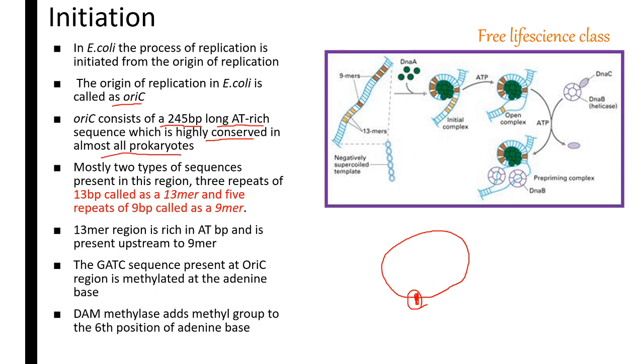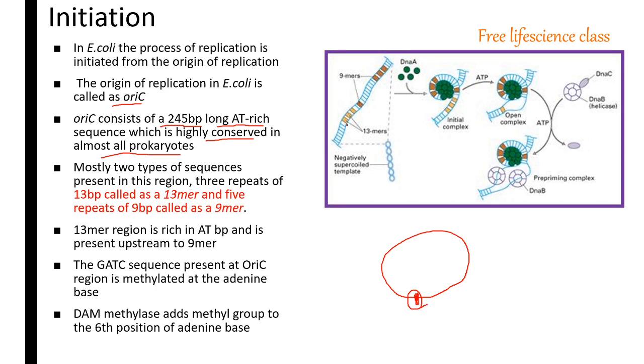This is an important point, so you should know these things so that you can attempt MCQs based on this. ORIC consists of 245 base pairs, it consists of an AT rich sequence, and it is highly conserved in prokaryotes.